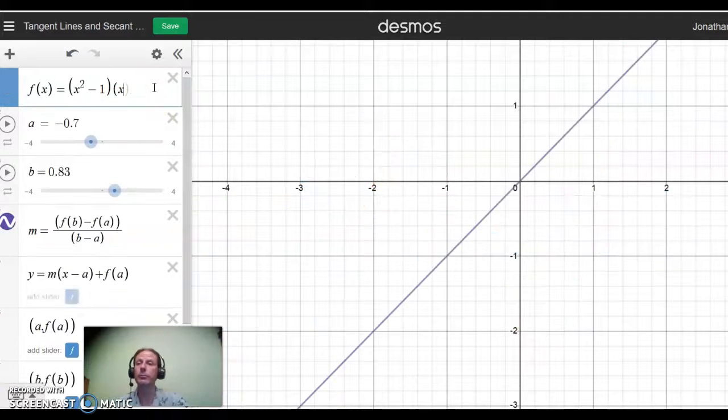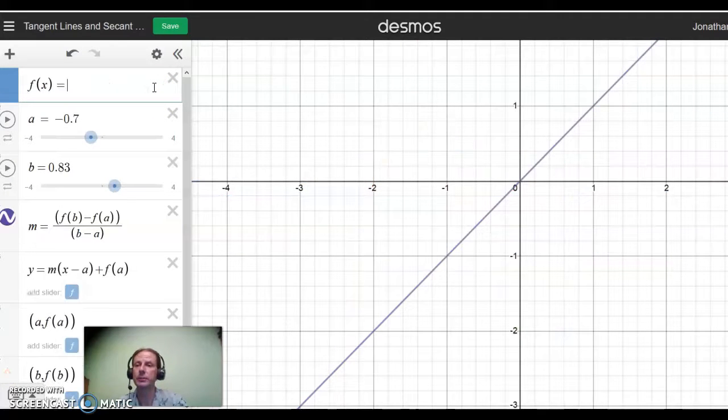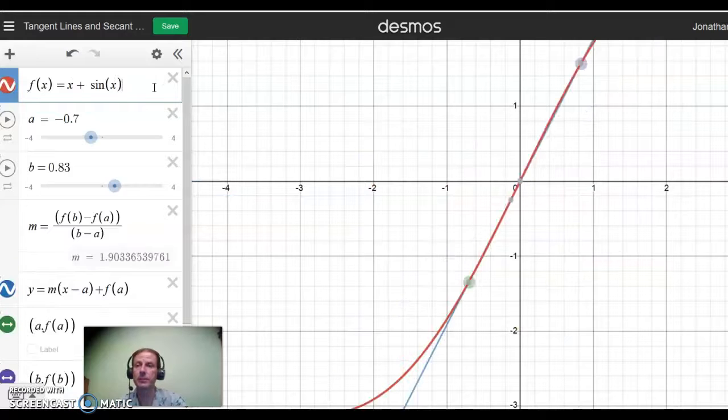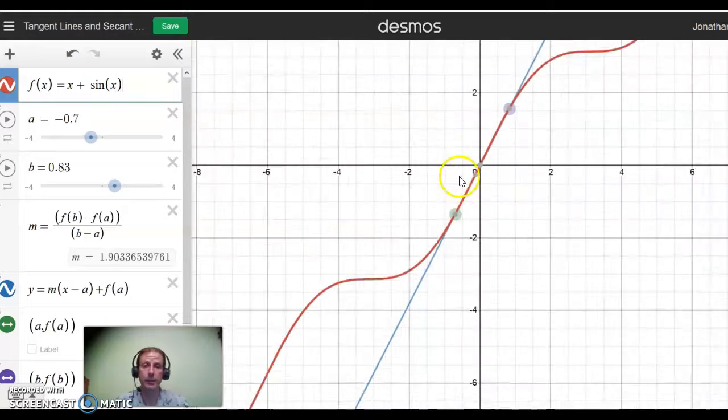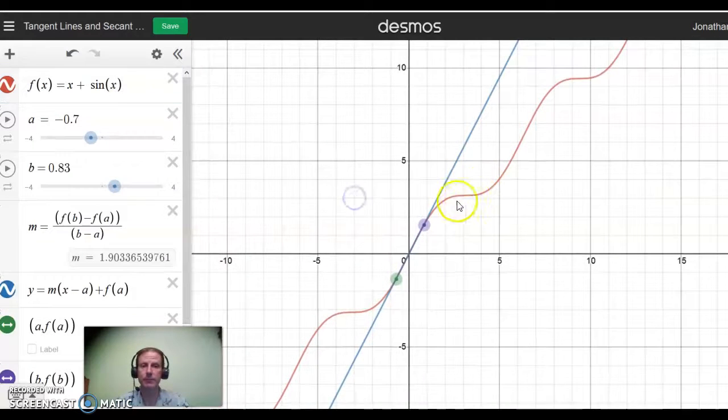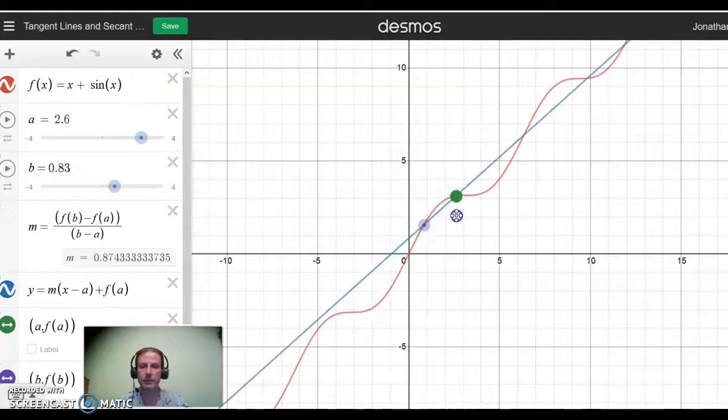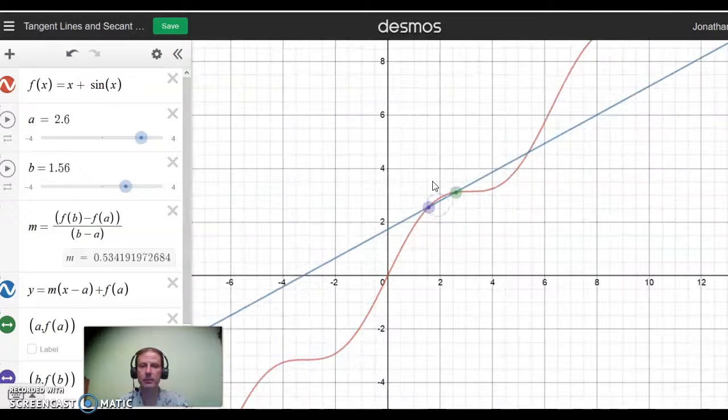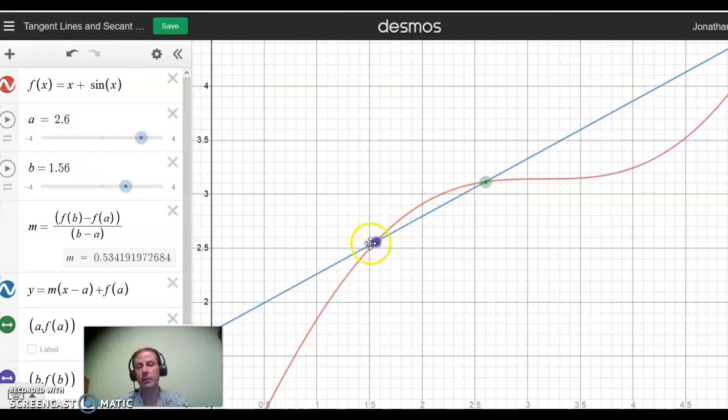So for example, maybe I want to look at the function x plus sine of x. Now I can zoom out a little bit, and then we've got the function x plus sine of x, and then I can play around and look at the different secant lines for that and try and approximate the tangents with that secant line. Again, you can find a link to this program on the Blackboard site for this course.